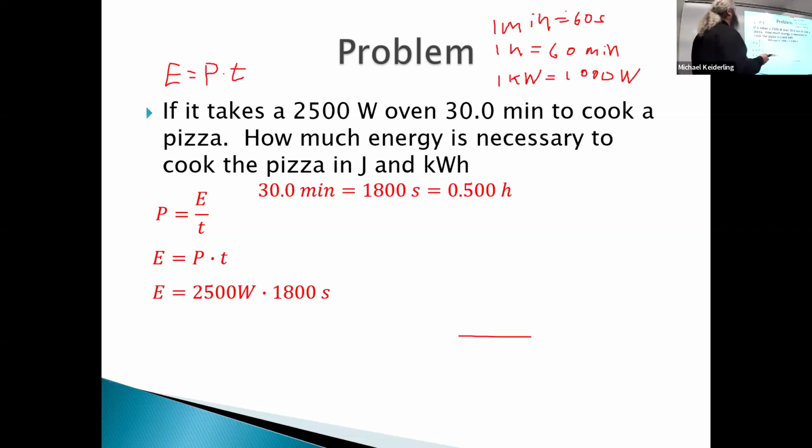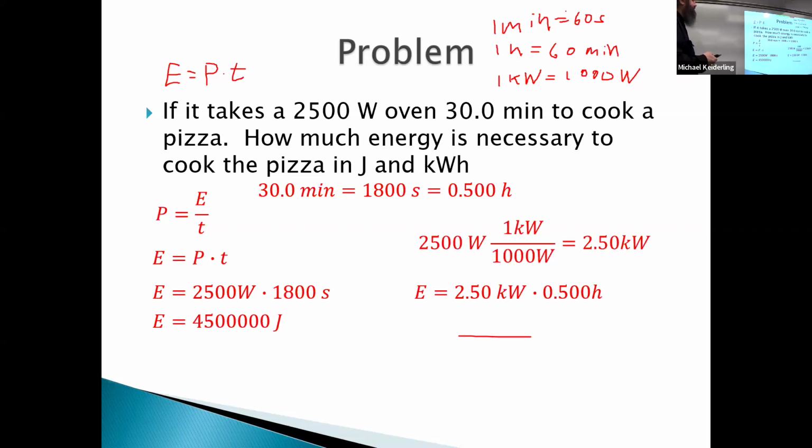So to find the energy in joules, we have 2,500 watts times 1800 seconds. That's 4.5 million joules. 4,500,000 joules. We can also do the same thing. Now we can figure it out in kilowatt hours. First, we need to figure out what 2,500 watts is in kilowatts. That's 2.5 kilowatts. Just divide by 1,000. So 2.5 kilowatts times 0.5 hours gives us 1.25 kilowatt hours.